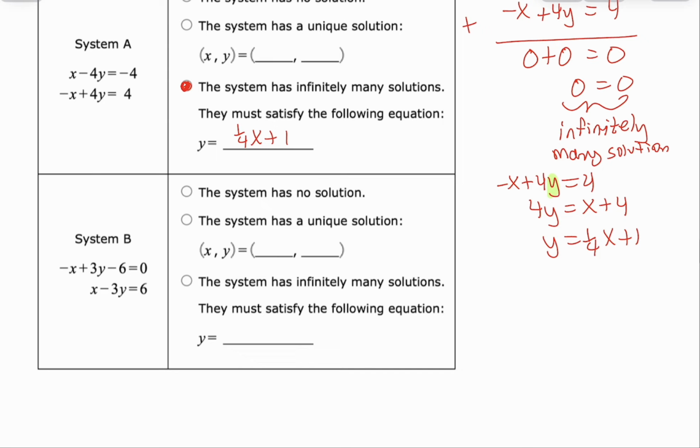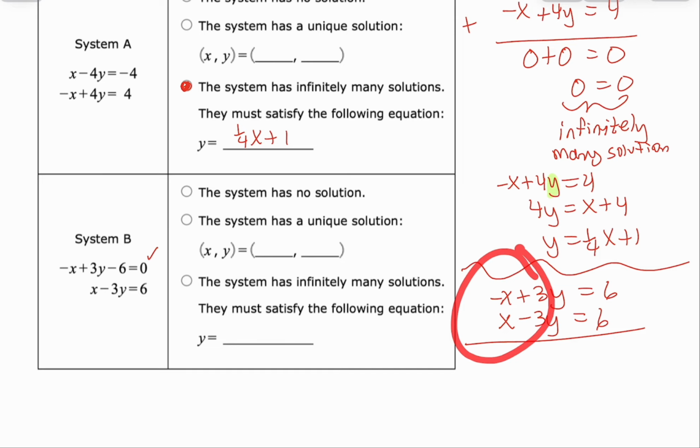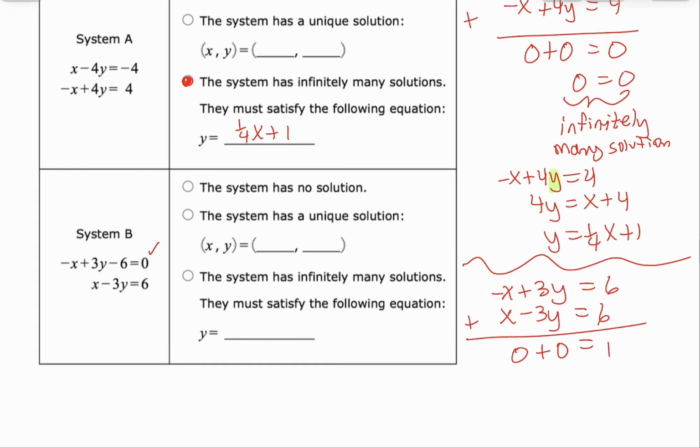Now, for system B, right now they don't look as if they are perfect matches. We can use elimination again. Let's take this top equation and do a little bit of magic to it. Let's just move the 6 over and make it positive. So we'd get -x plus 3y equals 6. I'm going to put the other equation underneath it. I already have opposites going on, so I'm just going to add the two equations together. I get 0 plus 0 equals 12.